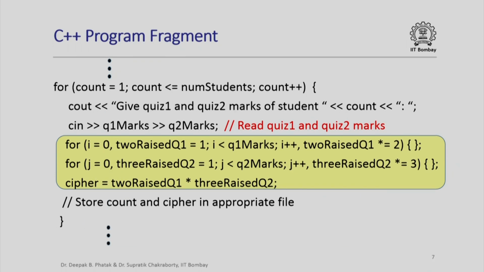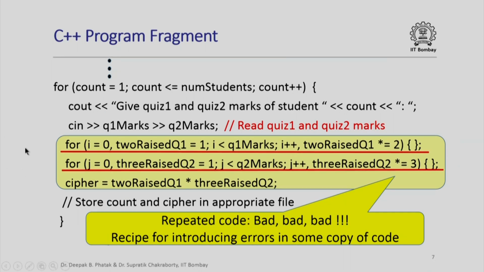Well, there is also another problem here. If you look at these two for loops, they are basically repeated code with very small changes, and this is really bad. This is in fact a recipe for introducing errors in some copy of the code, so we would not like to have this repeated.